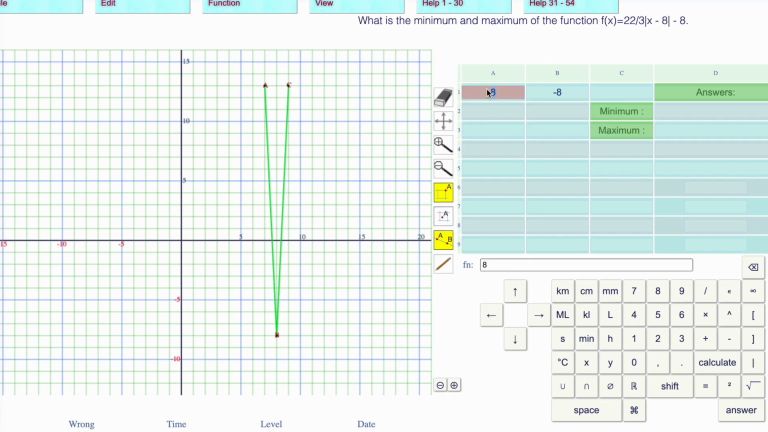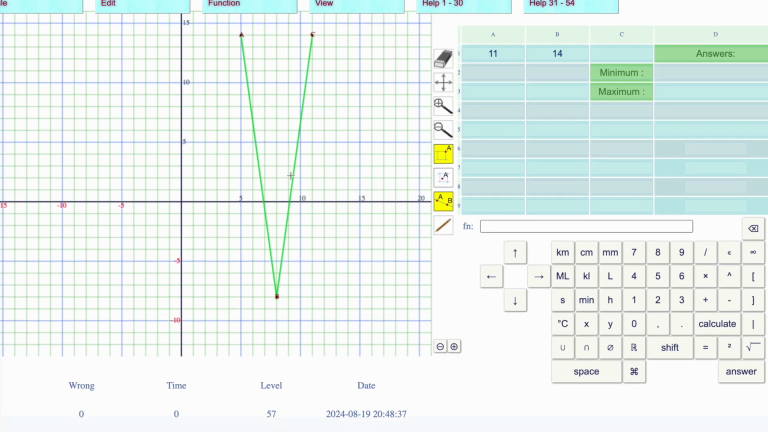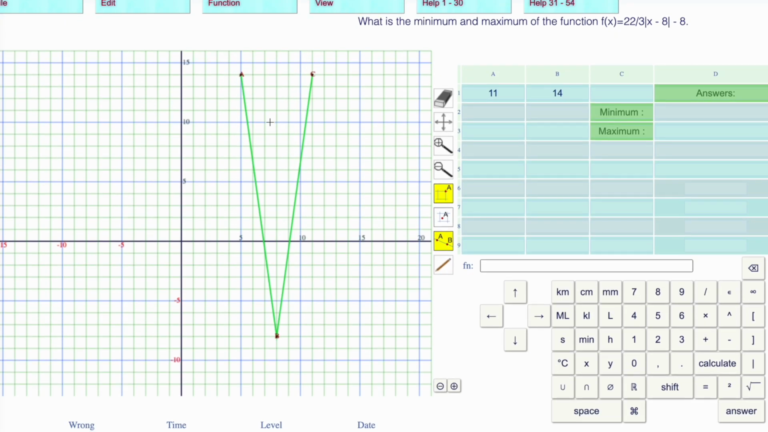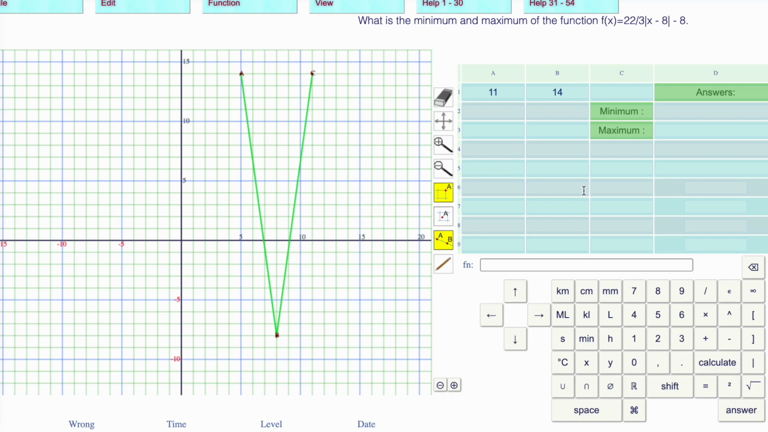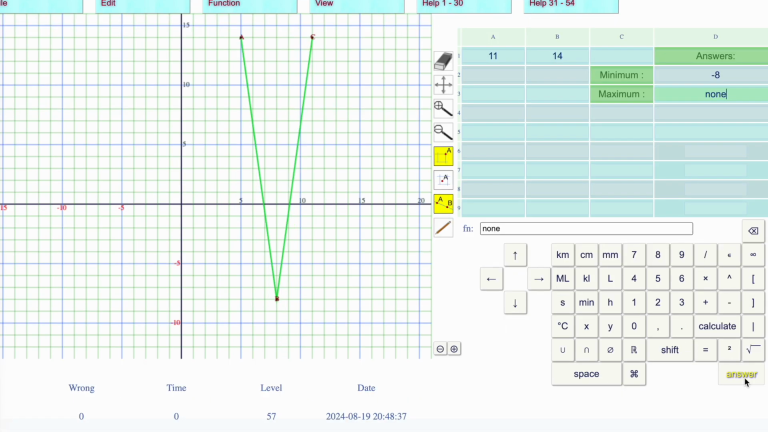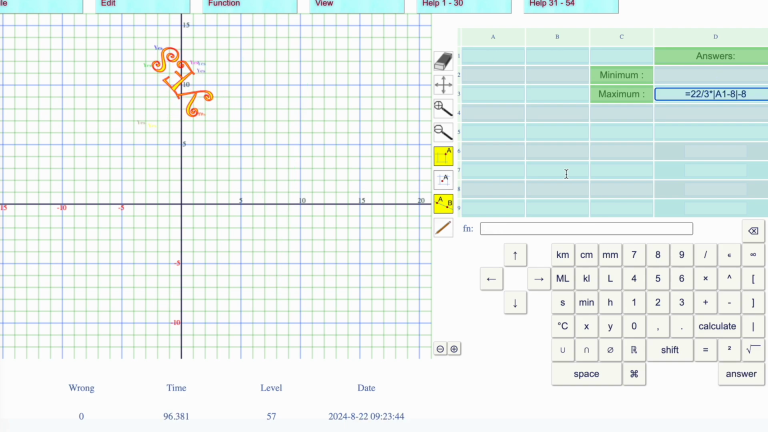When x is 7, we get a decimal. When it is 6, a decimal. When it is 5, we get 14. 5 is 3 on the opposite side of 8, so 3 more is going to be 11. 11 should also give us 14. It looks like this, and it's just going to keep going up and up, opening up like that. It does have a minimum. The minimum is negative 8, but there is no maximum. None. And then we press answer to see if we are right.